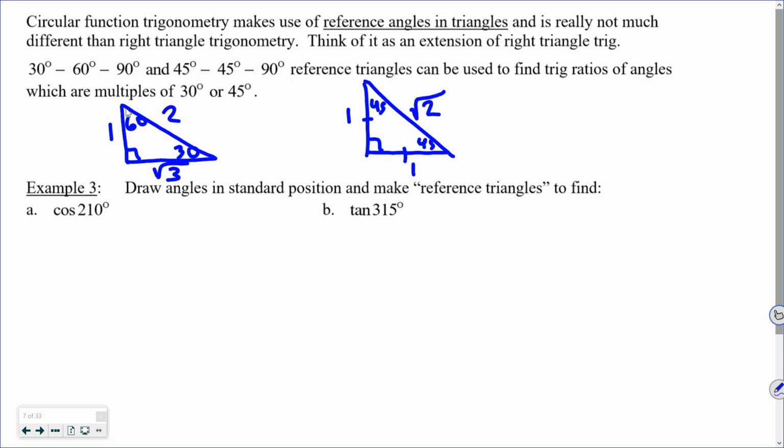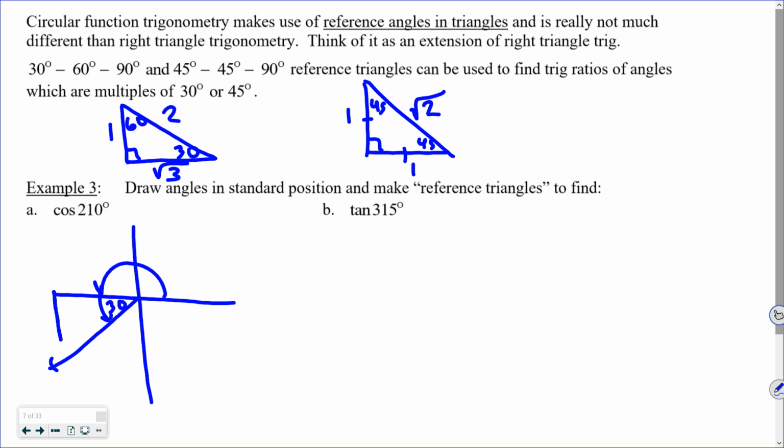Example 3 says, draw angles in standard position and make reference triangles to find the first item, the cosine of 210 degrees. So what we're going to do is figure out where 210 degrees is. As I go around, that is 180, but we have to keep going, right? 210 minus 180 is 30, so I have to go 30 more degrees. So this angle right here is 30.